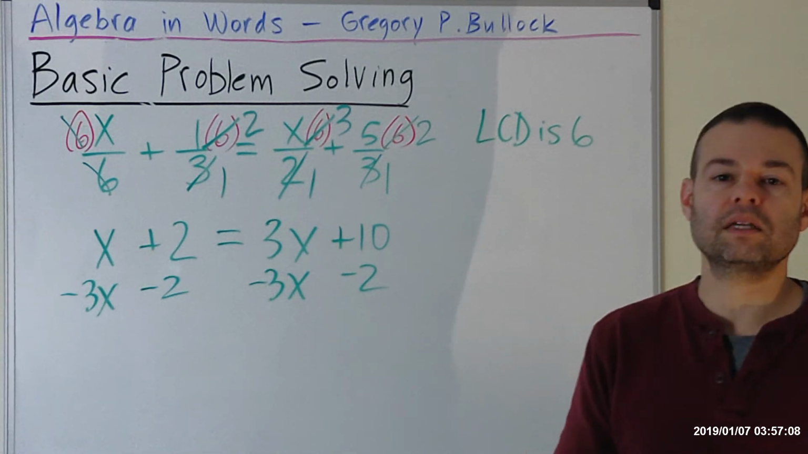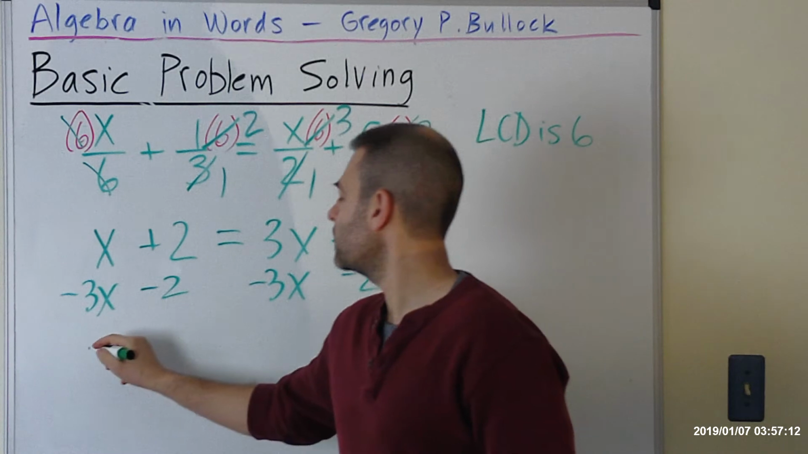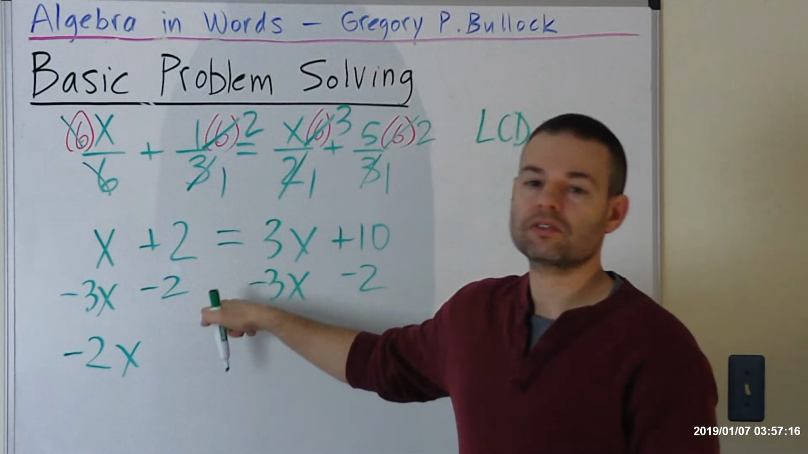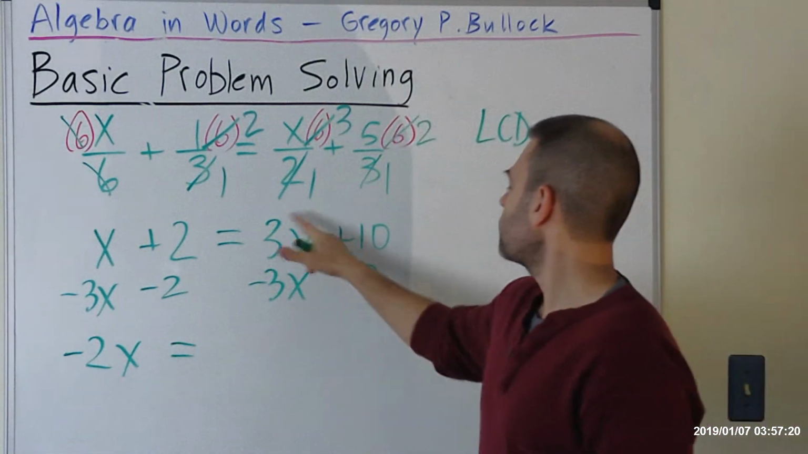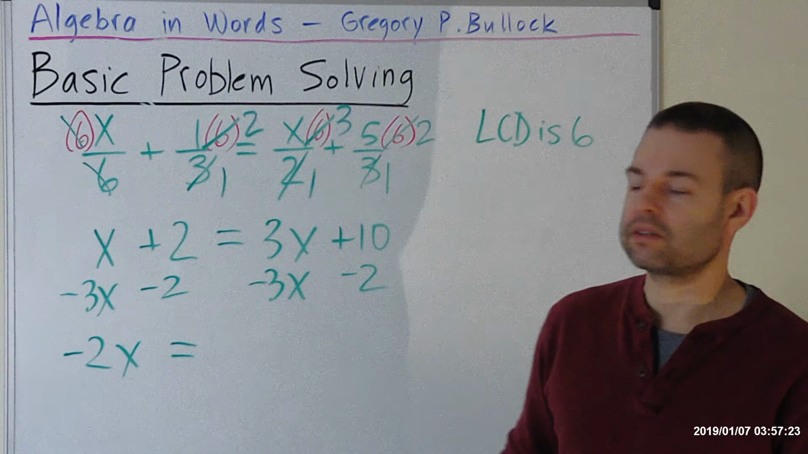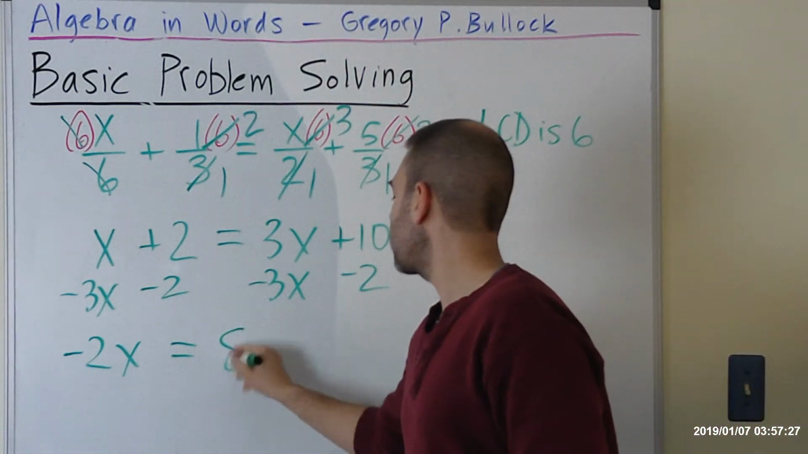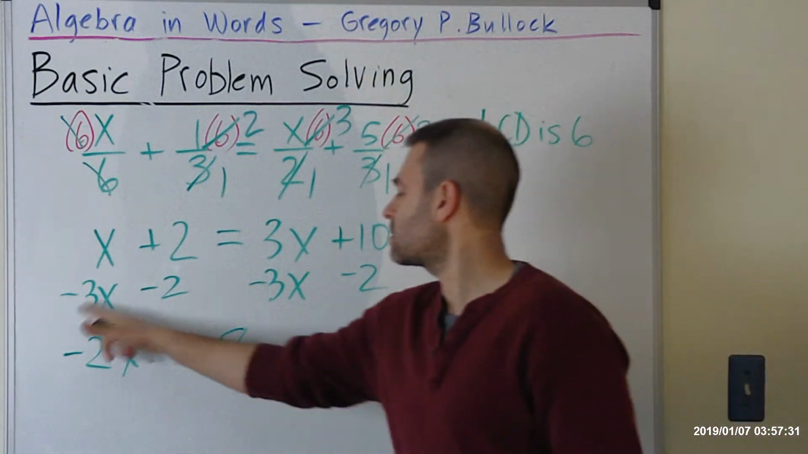All right, let's go back on the left and do the arithmetic. 1x minus 3x is negative 2x. 2 plus negative 2 is 0, cancels out to 0, so we don't write anything for that. 3x minus 3x cancels out to 0, so that's eliminated. And 10 minus 2 is 8. The term with the variable has been isolated.